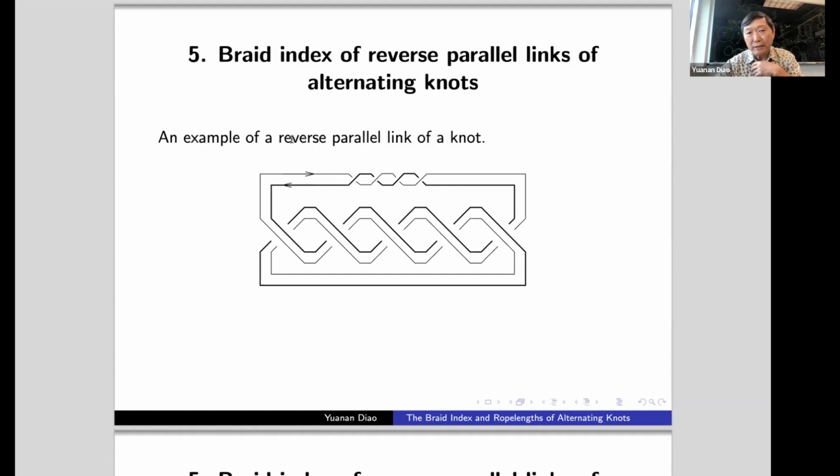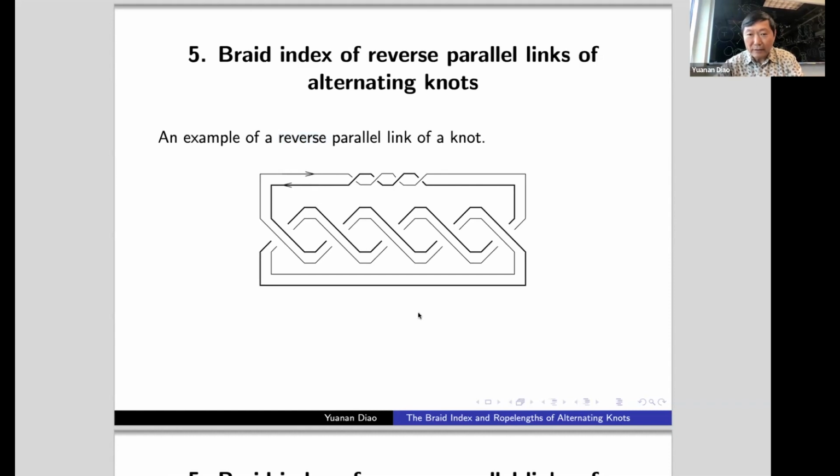The reverse here means that when I make this link, I assign these two components opposite orientations. That's what reverse means, reversed orientation. This is what I mean by the reverse parallel link of a knot.